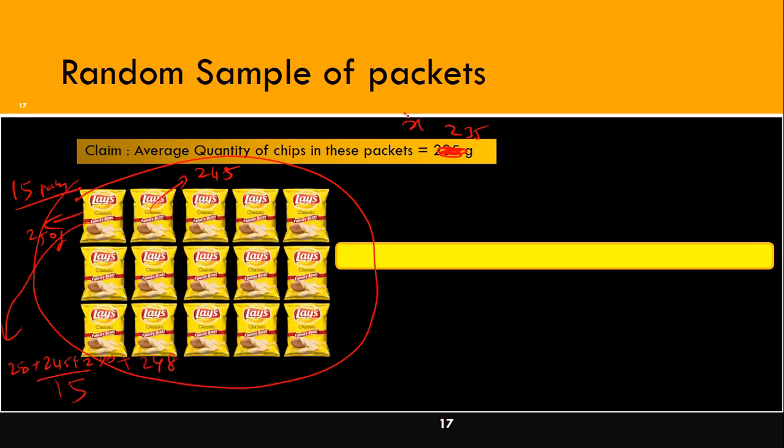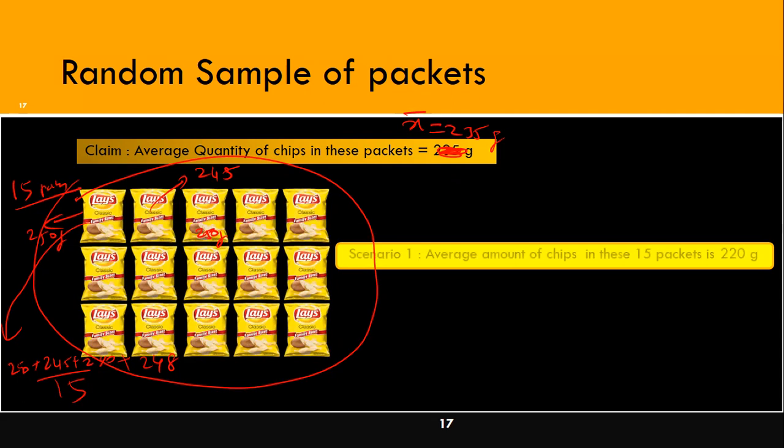Let's assume that the sample average in this case is 235 gram. Let's assume that way. So will you be okay with that? But whatever they displayed is 250 gram. But when you randomly sampled 15 packs by buying them from different shops, and then you opened and weighed them, when you take the average of all these 15 packets' quantity, you get 235 gram.